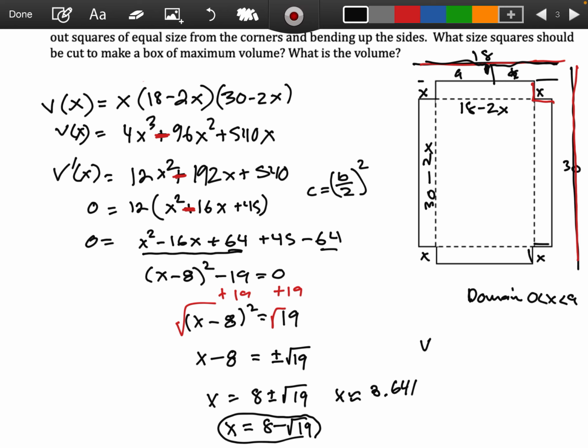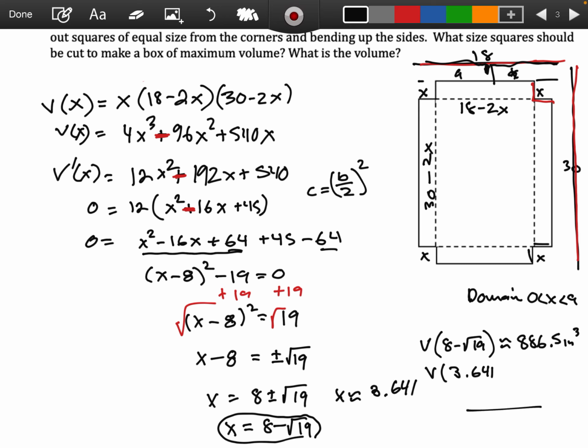If you want to be more precise, you could explain it this way, or 3.641. And that's going to give us an approximate volume of 886.5 cubic inches. And this would be by maximizing, by cutting squares that are 8 minus the square root of 19 inches, or about 3.64 inches. And again, we could draw kind of like this little graph.